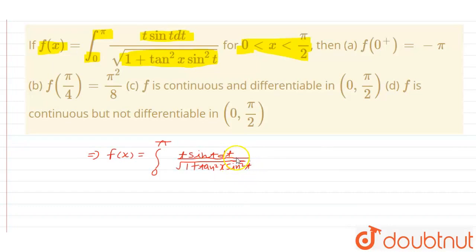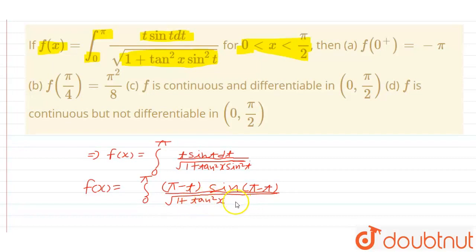Okay, so we have to write it, and here x is nothing but 0 to pi by 2. So the next step, we write t as pi minus t. So f of x equals the integration from 0 to pi of (pi minus t) into sin(pi minus t) divided by root under 1 plus tan square x sin square t, where t is nothing but pi minus t, and this all is dt.